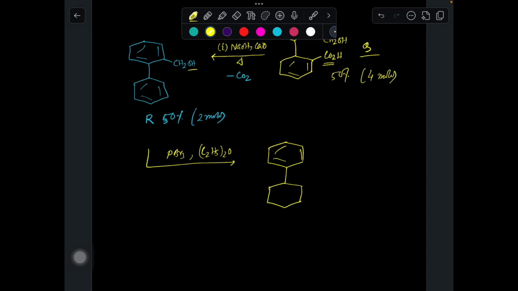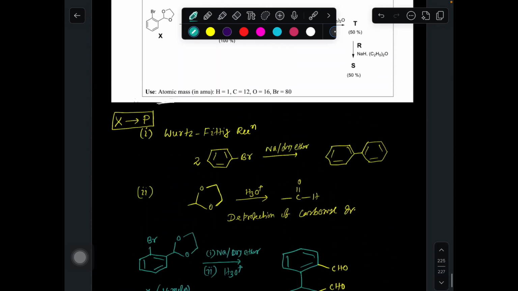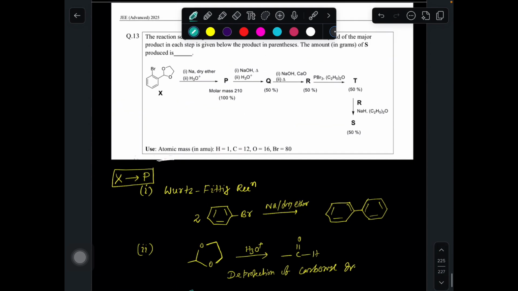So it will convert to this, CH2. The OH group is converted to the corresponding Br. So it is CH2Br, and again it is T, and again 50%. So 2 moles at 50% yield means it is converted to 1 mole.